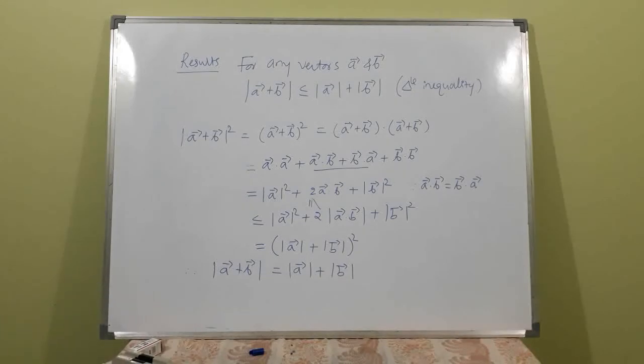Okay. So that is less than or equal to A plus B whole square. If you take the square root, magnitude of A plus B is less than or equal to magnitude of A plus magnitude of B. If magnitude of A plus B is equal to magnitude of A plus magnitude of B, that is vector AC is equal to vector AB plus vector BC. That implies A, B, C are collinear.